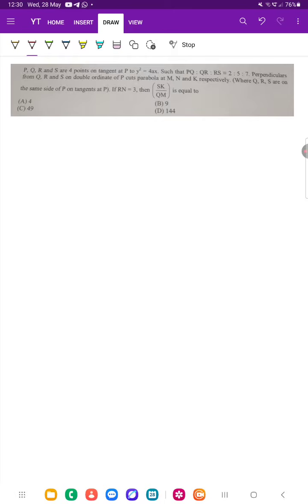P, Q, R and S are 4 points on the tangent at P to y square equals 4ax. It is definitely a parabola, such that PQ : QR : RS is 2 : 5 : 7. Perpendiculars from Q, R and S on the double ordinate of P cut the parabola at M, N and K respectively, where Q, R, S are on the same side of P on the tangent at P. If RN equals 3, then SK upon QM is equal to what?